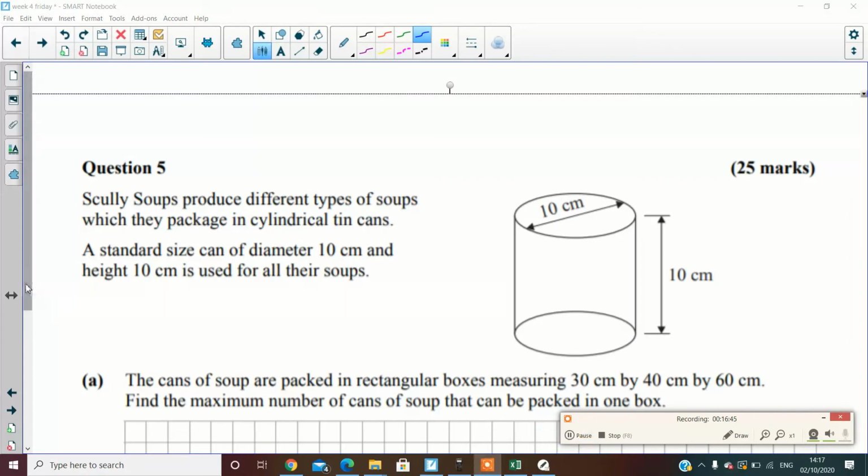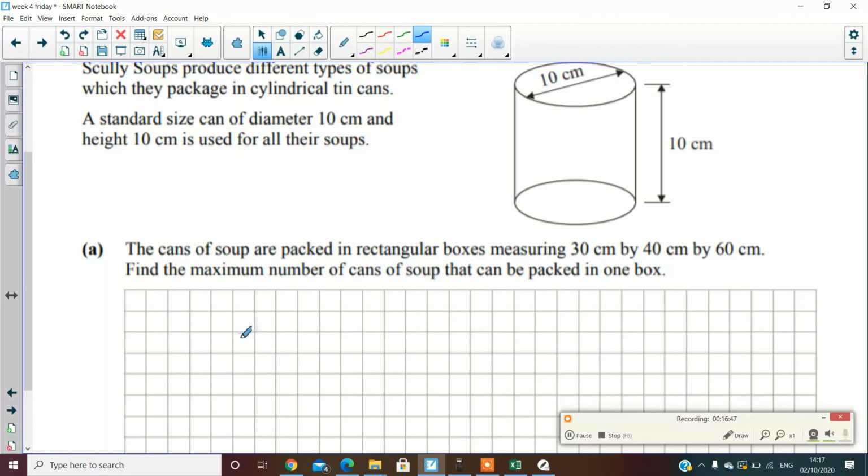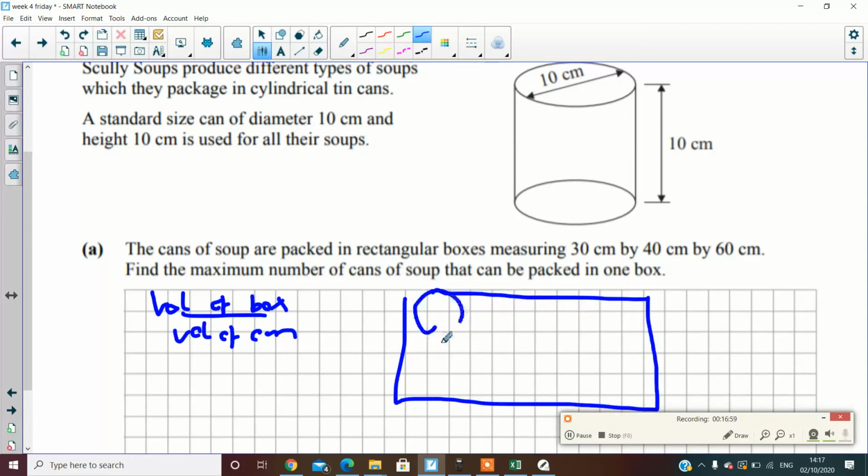What some of you assumed was that you did volume of box divided by volume of can, which gives you the number of cans. But why is that not correct? Because the cans cannot take up every bit of space in the box. See the gaps in the middle? This is wasted volume. So you can't do it that way. You have to do it a different way.